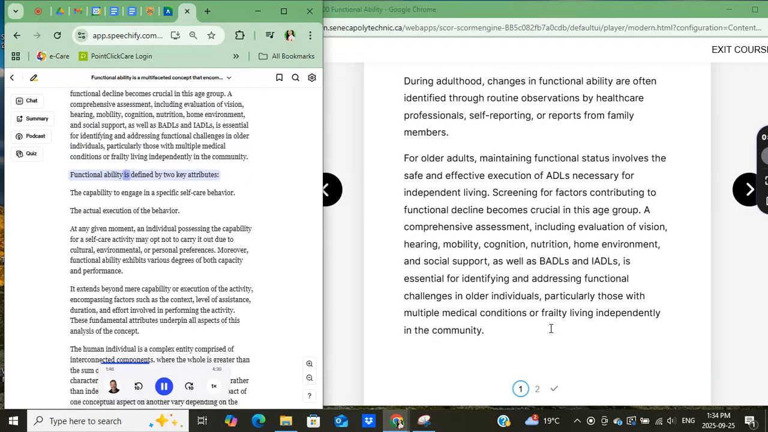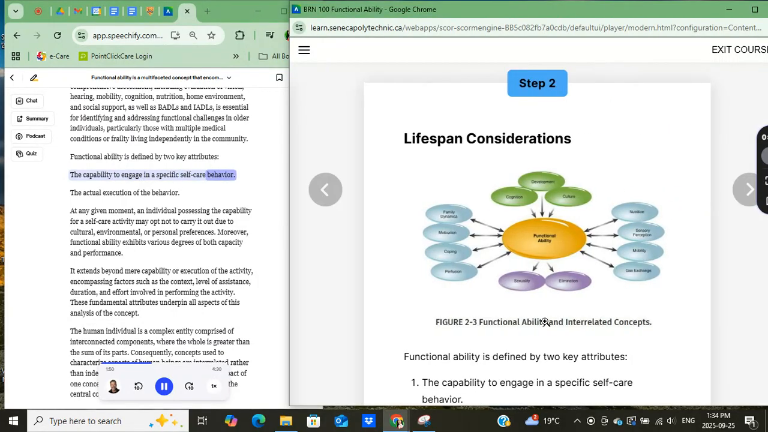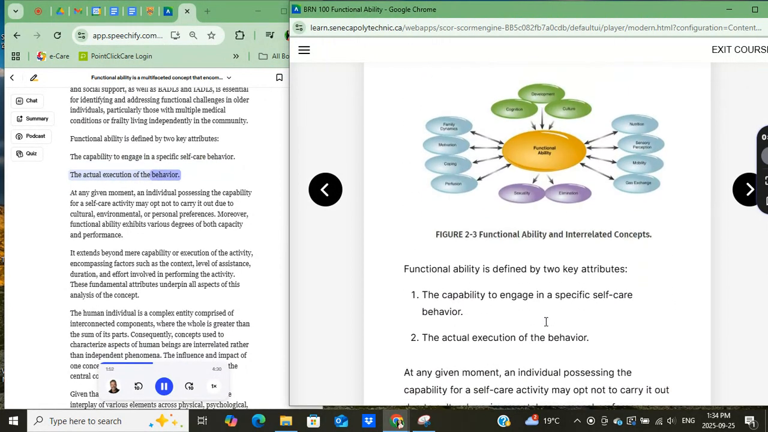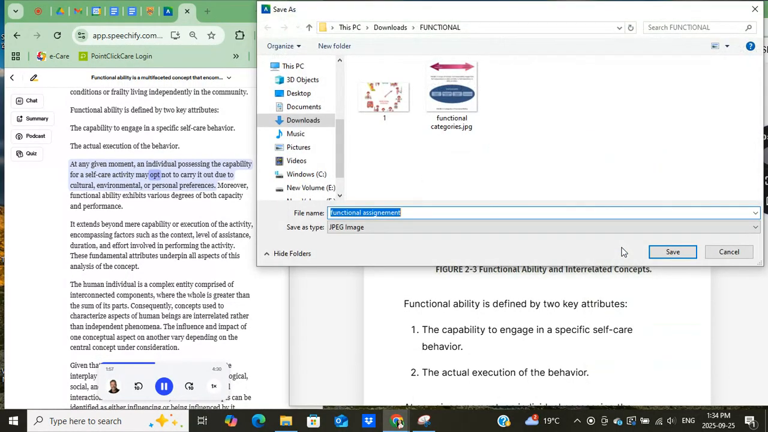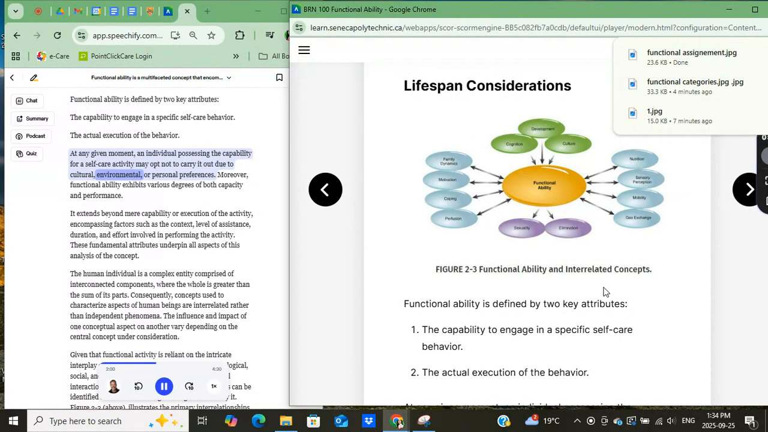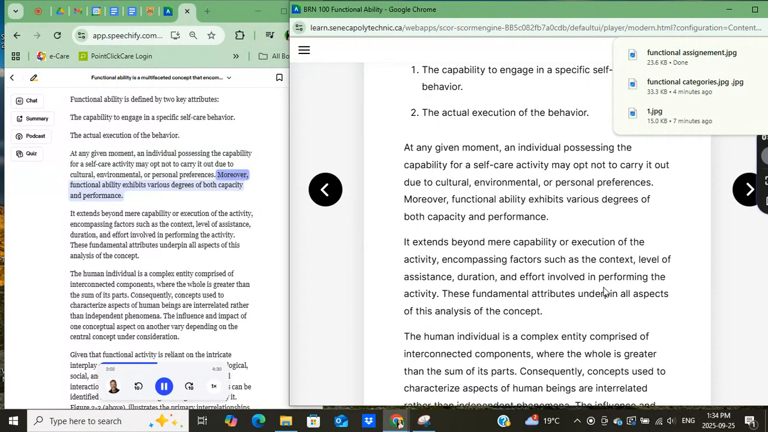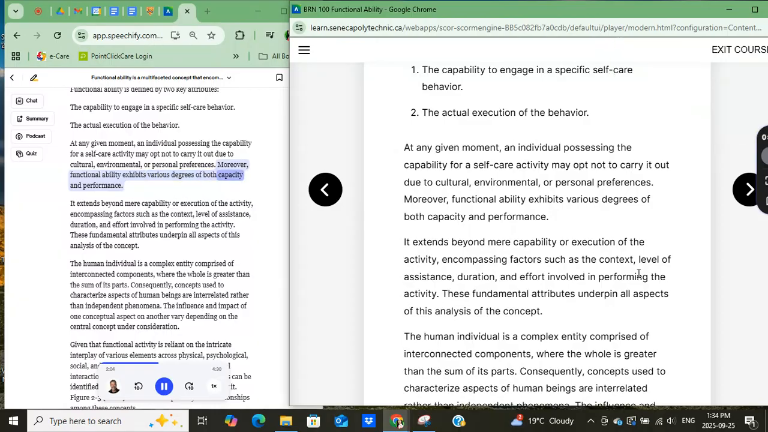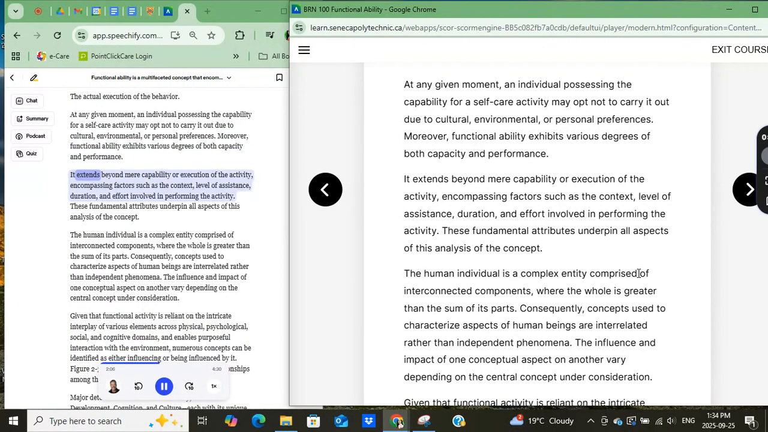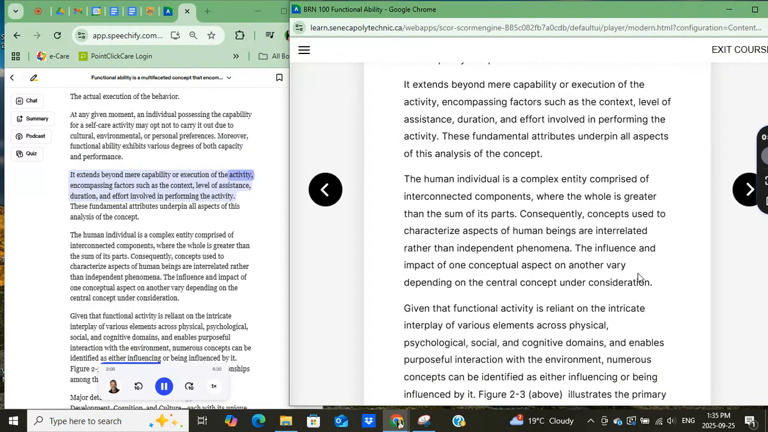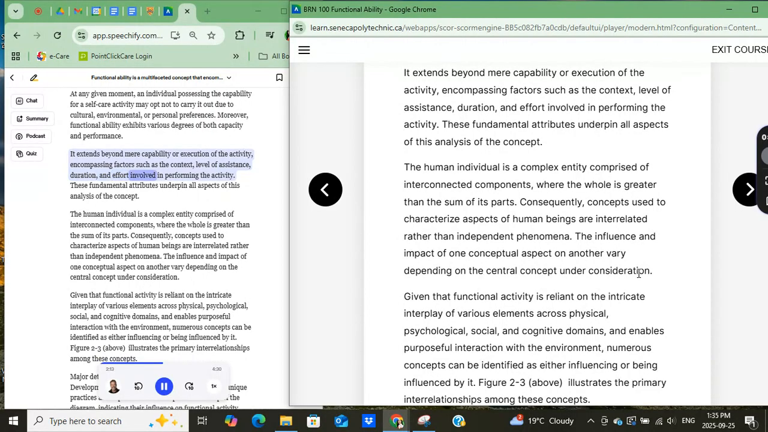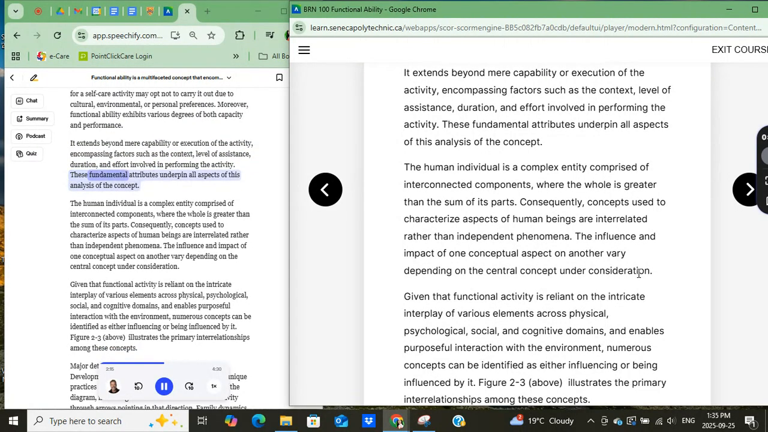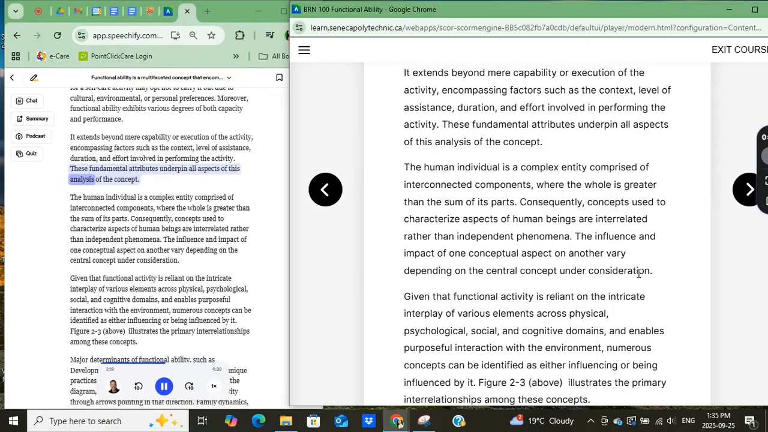Functional ability is defined by two key attributes: the capability to engage in a specific self-care behavior, and the actual execution of the behavior. At any given moment, an individual possessing the capability for a self-care activity may opt not to carry it out due to cultural, environmental, or personal preferences. Moreover, functional ability exhibits various degrees of both capacity and performance. It extends beyond mere capability or execution of the activity, encompassing factors such as the context, level of assistance, duration, and effort involved in performing the activity. These fundamental attributes underpin all aspects of this analysis of the concept.